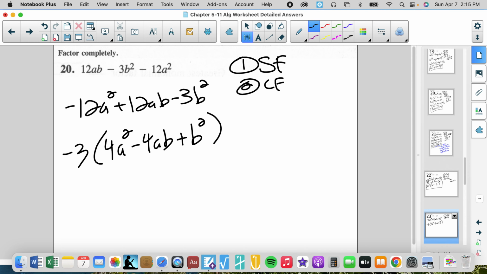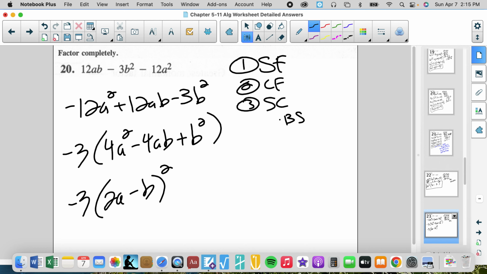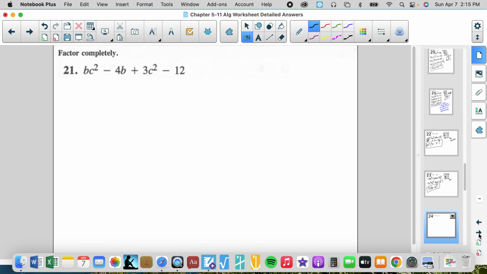And is that a binomial square? Is it a special case binomial square? So -3, so 2a minus b, quantity squared, that's doubled, -4ab. So that's how fast, yes, look at that.